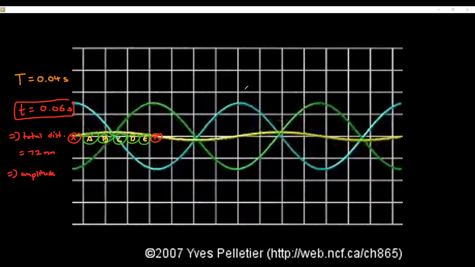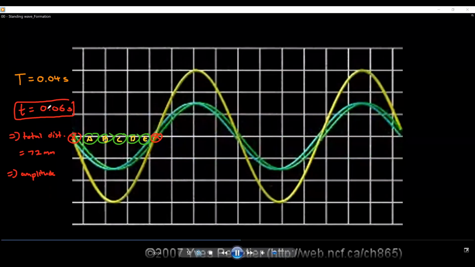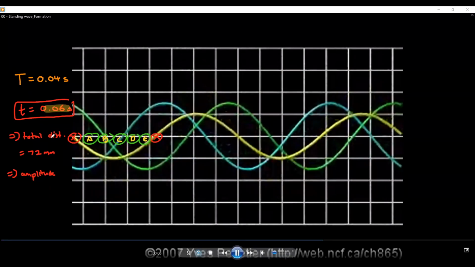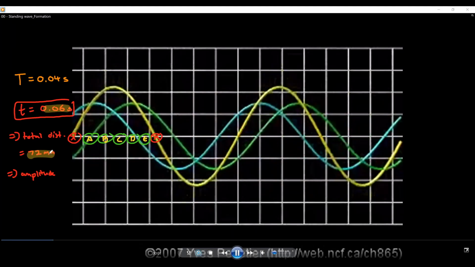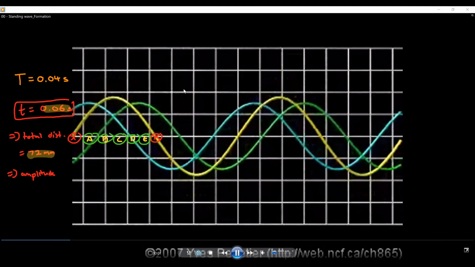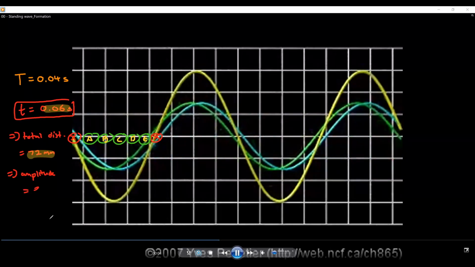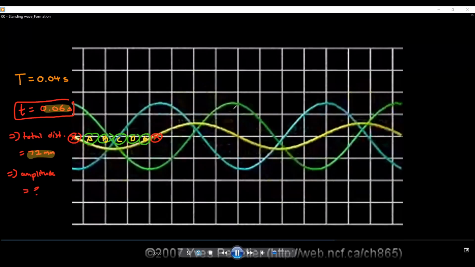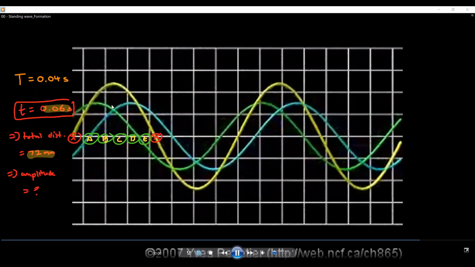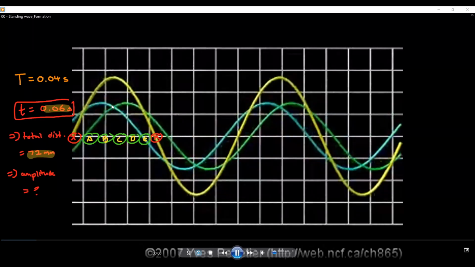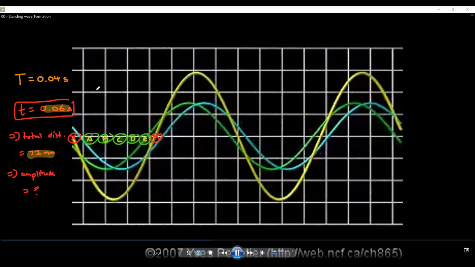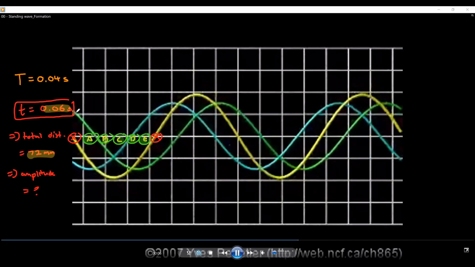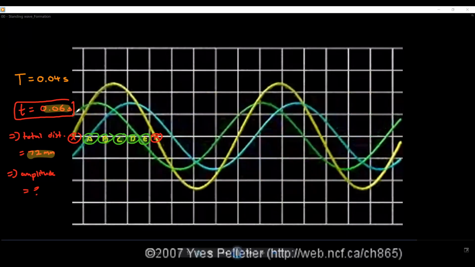Okay, the only thing we know was that a time of 0.06 seconds has passed, and the total distance moved by the particle was 72 millimeter. So we want to find the amplitude for that particle. Just now earlier I mentioned to you, each of these particles here will only oscillate up and down. And when they're oscillating up and down, they will actually complete one cycle.